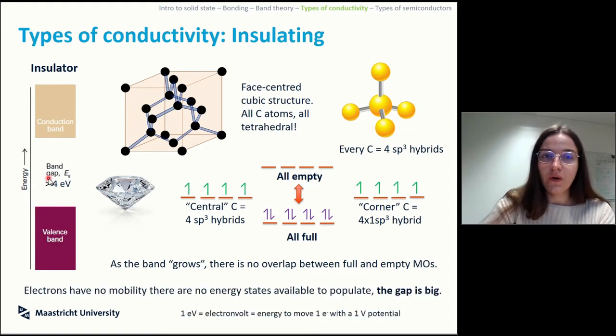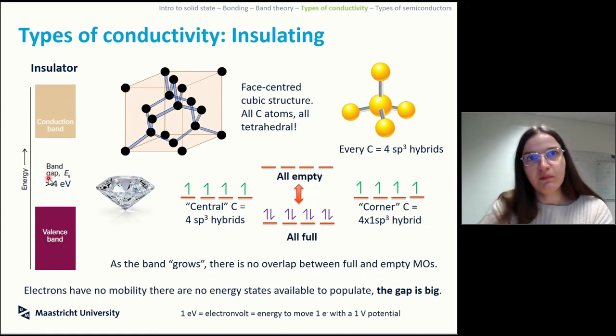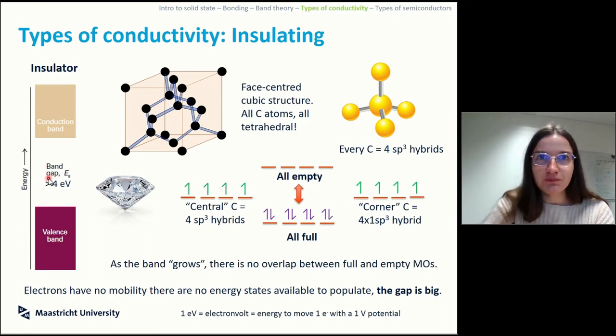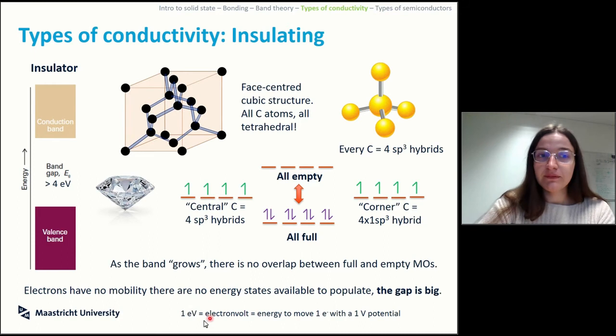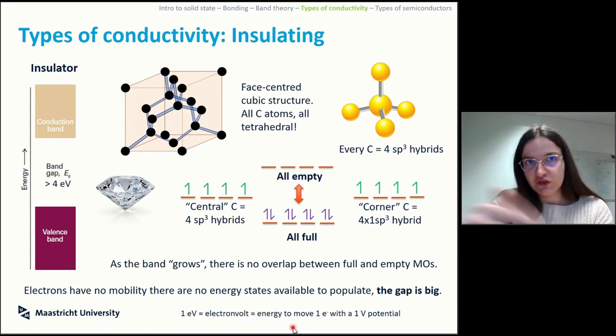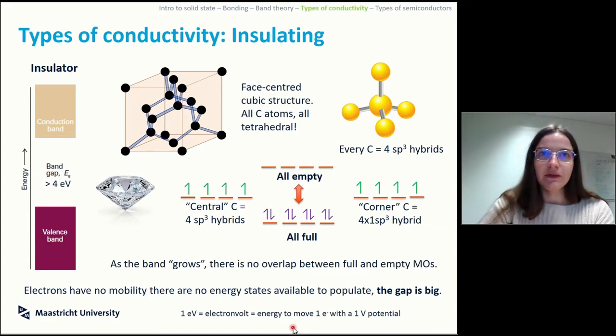There are no energy states available for you to populate with electrons. It doesn't matter how much energy you put in thermally speaking, it's just not there. This is just something that you cannot do. There's a big band gap, and usually with insulators, in which you cannot conduct electricity, it's above 4 electron volts. An electron volt is the energy to move 1 electron with 1 volt of potential. It's a common energy unit used in solid state.